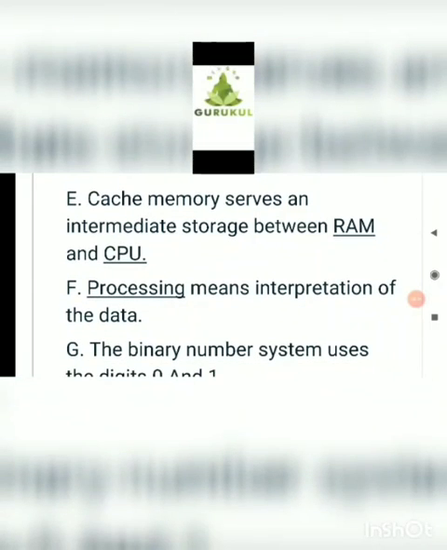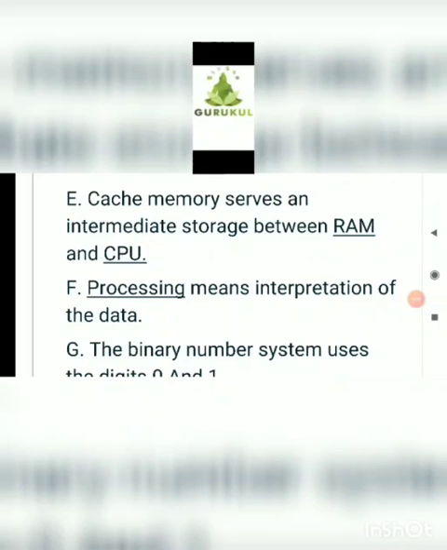Next question. Cache memory serves as an intermediate storage between dash and dash. Answer is RAM and CPU. Kids, what do we mean by cache memory? Cache memory is a type of memory which acts as an intermediate storage between the RAM and CPU to increase the processing speed of a computer system.